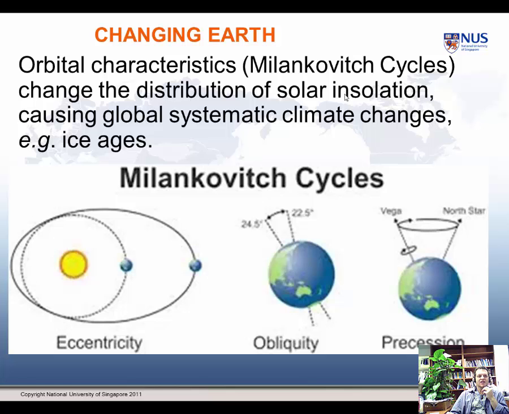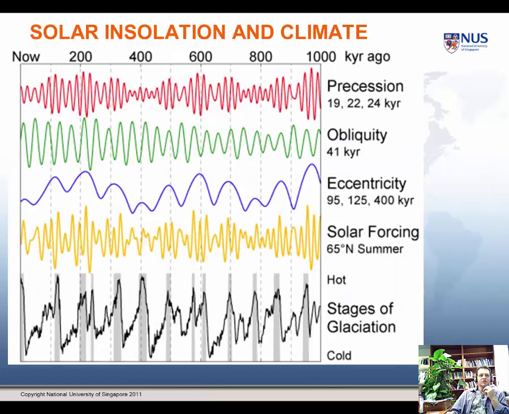And you may remember that the three modes, precession, obliquity, and eccentricity, these little sketches hopefully remind you of what each of those three modes are, and how those modes could be modelled. So for precession, this would be the effect, the red line, on the solar insolation reaching the Earth.